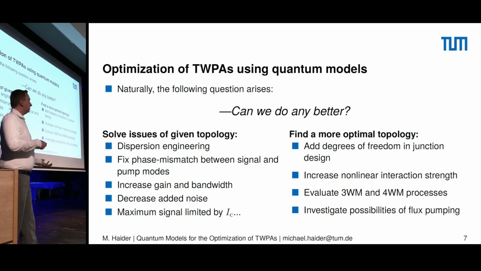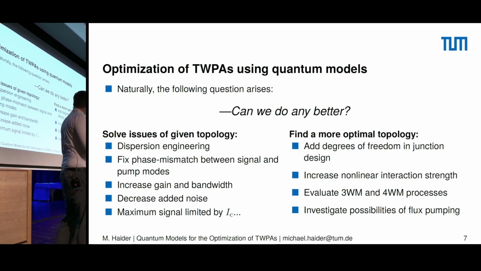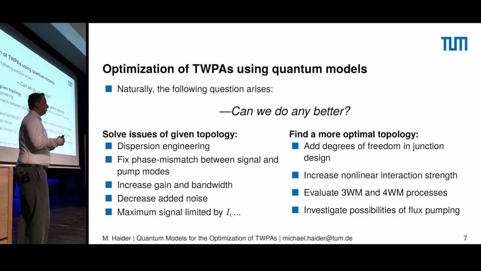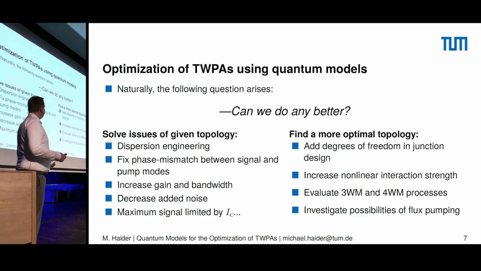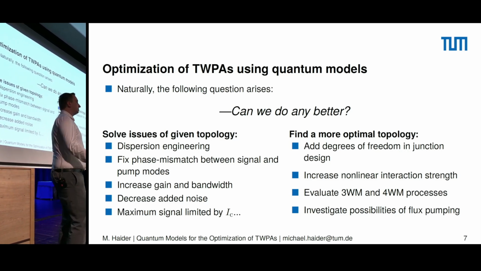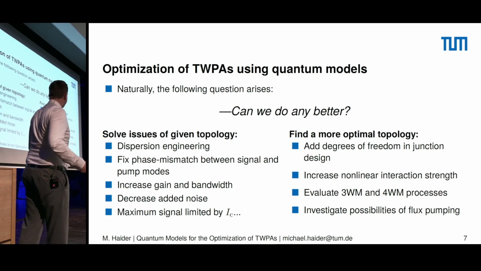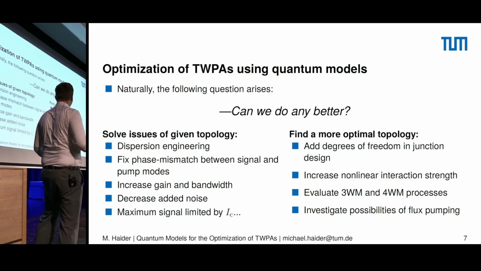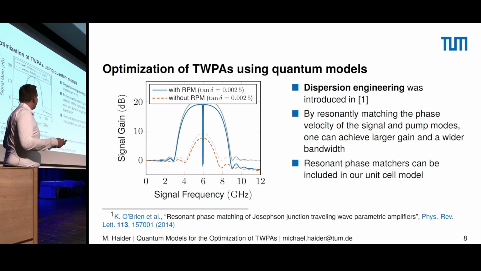We change the topology. So we find a more optimal topology. We add some degrees of freedom in our junction design to increase the nonlinear interaction strength, and get more gain out of the system at less noise. This is the main idea. So those are the possibilities that we have. And we went along both routes.